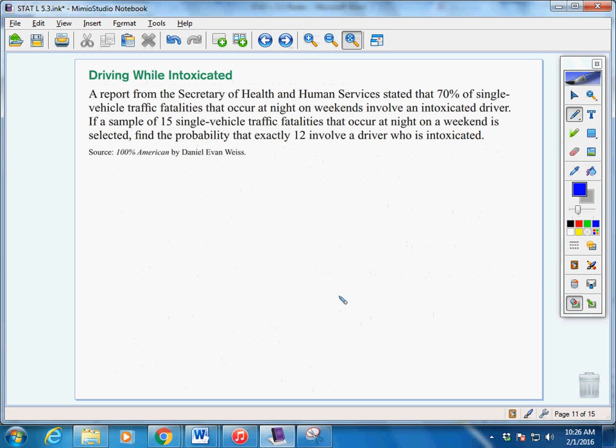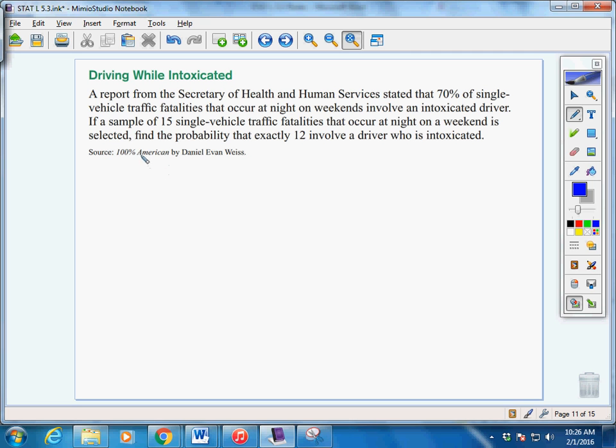One last example. A report from the Secretary of Health and Human Services stated that 70% of single vehicle traffic fatalities that occur at night on weekends involve an intoxicated driver. If a sample of 15 single vehicle traffic fatalities that occur at night on a weekend is selected, find the probability that exactly 12 involve a driver who is intoxicated.